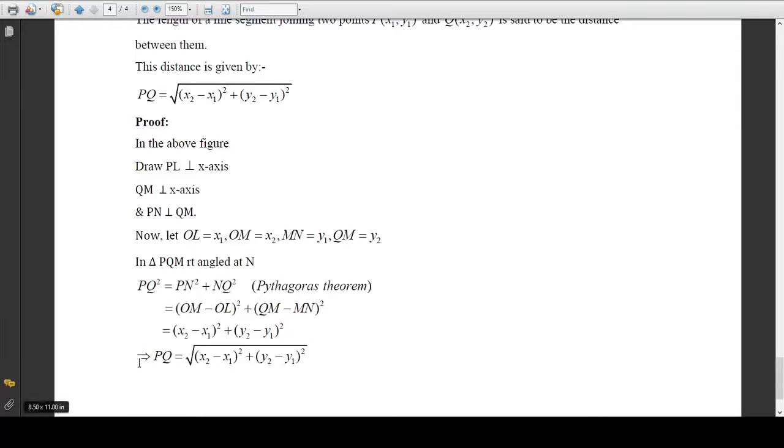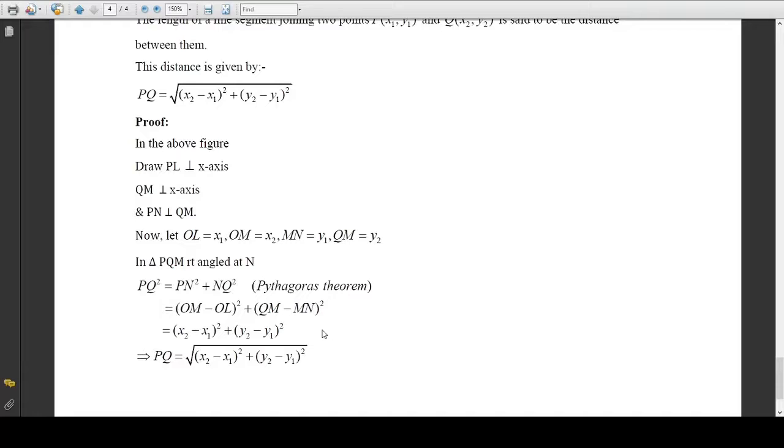You need to remember this formula. The distance between any 2 points P and Q, where P has the point x1 y1 and Q has the point x2 y2, will be root over of x2 minus x1 whole square plus y2 minus y1 whole square. Clear?